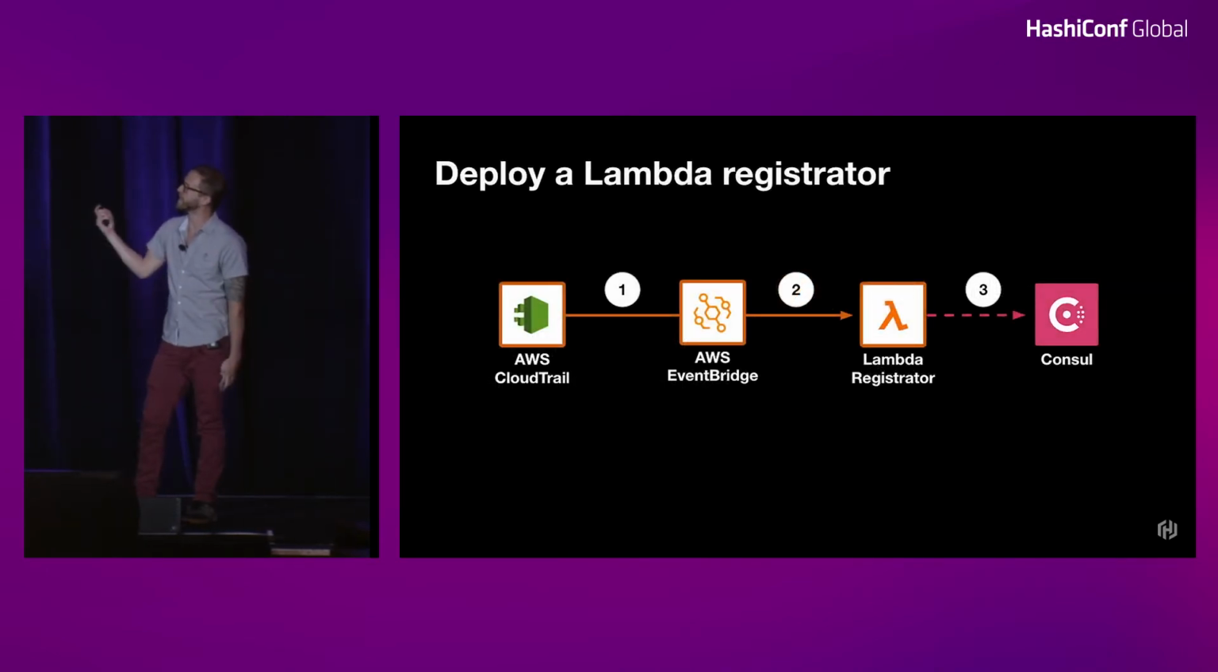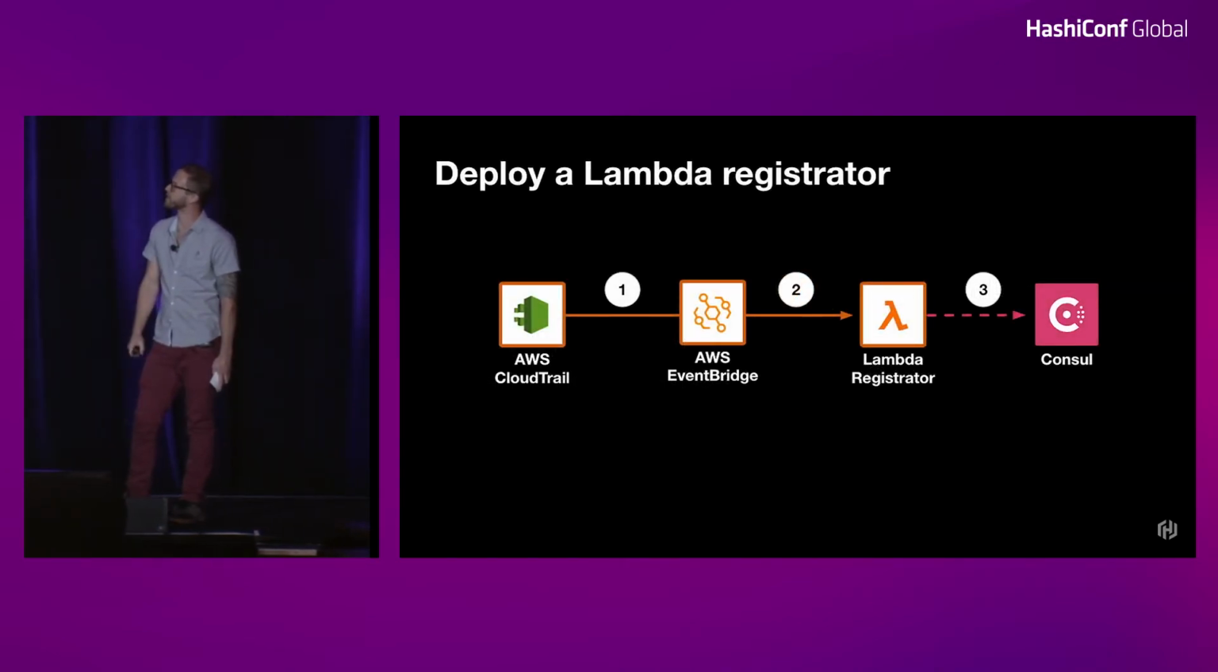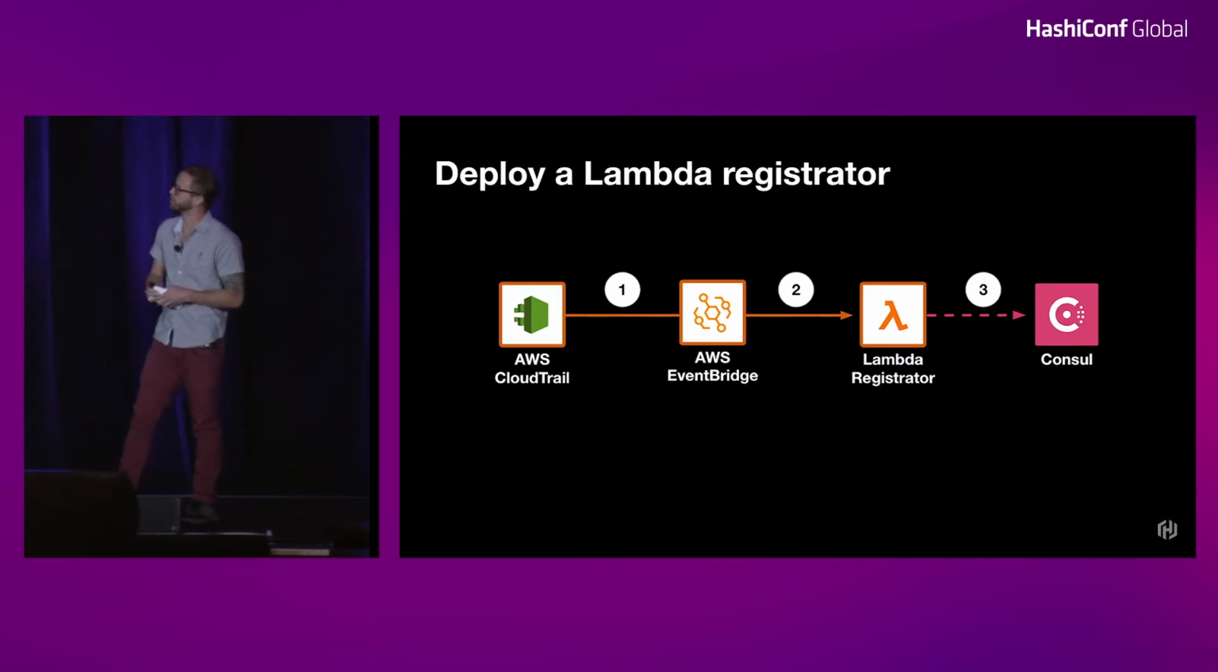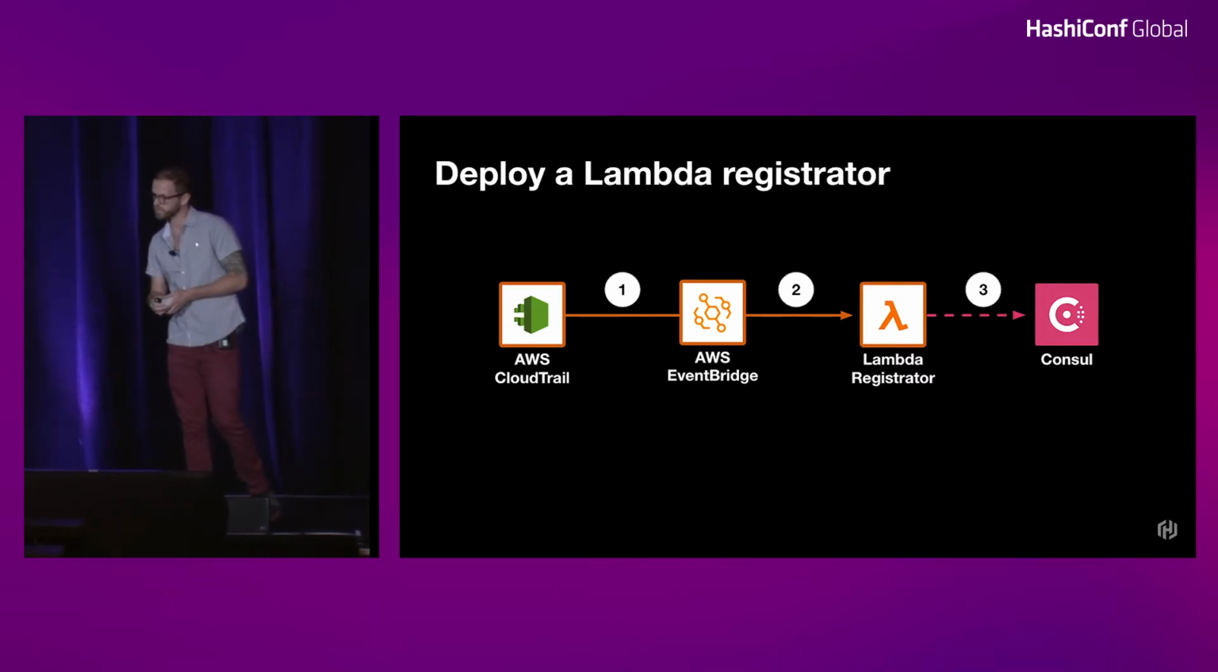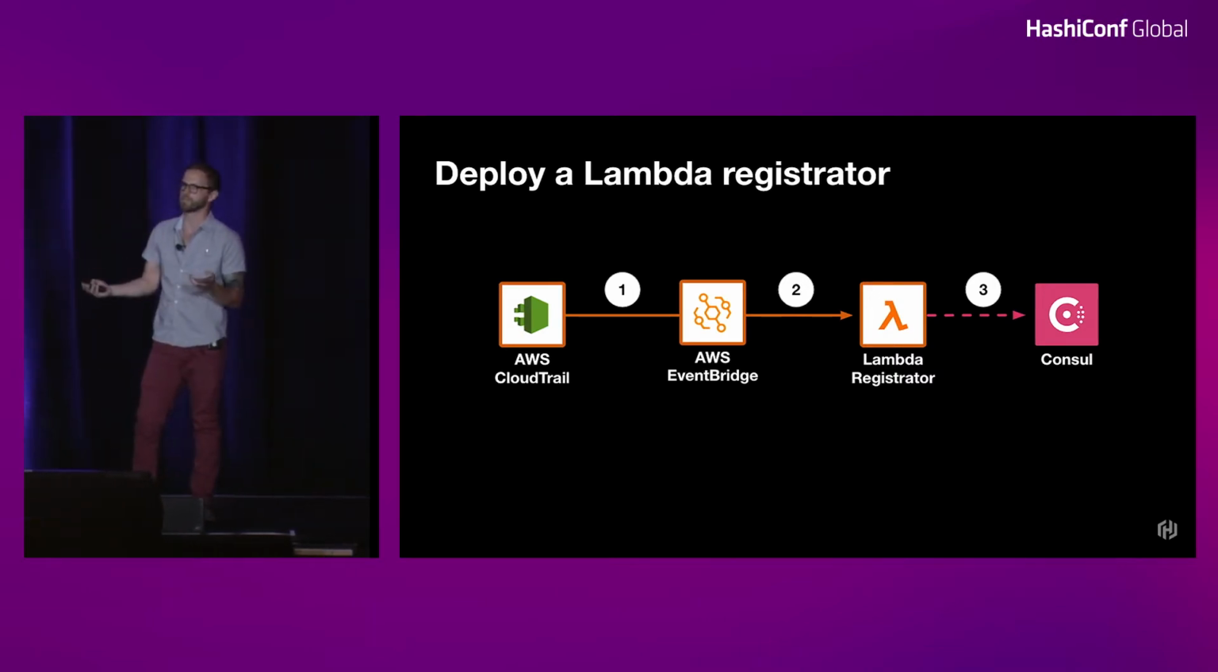So the first bit in AWS Lambda is we're going to deploy a Lambda Registrator. The Lambda Registrator is a unique Lambda service that will essentially look for tags in Lambda that you put on your unique Lambda services, and this is going to automatically register those services and make them available to your Consul environment.